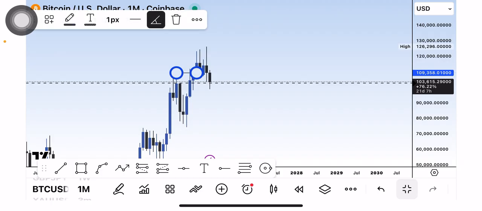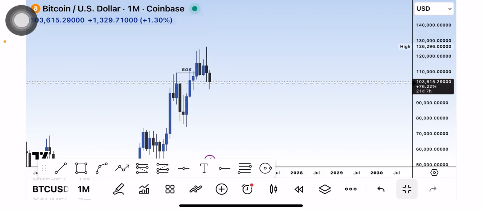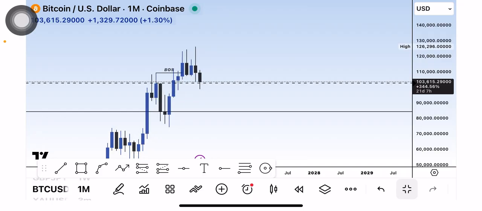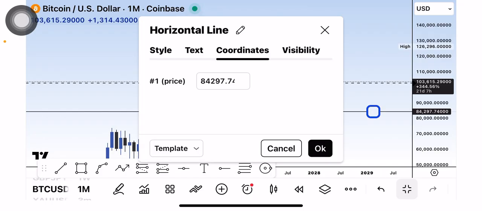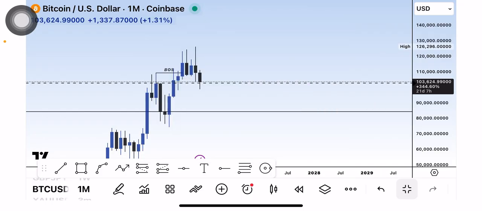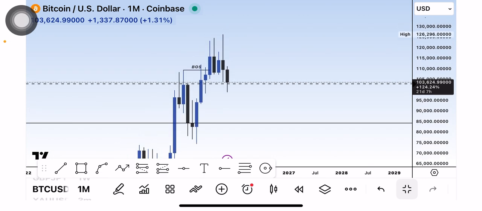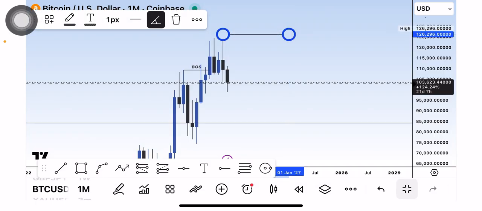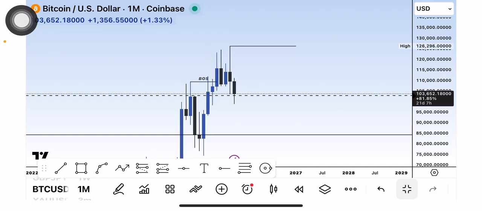First of all, the market gave us a break of structure here on the monthly time frame. After giving us this break of structure, there is another block here. So after marking out this other block on the monthly time frame, this is the recent high that the market created on the monthly time frame that BTC creates.